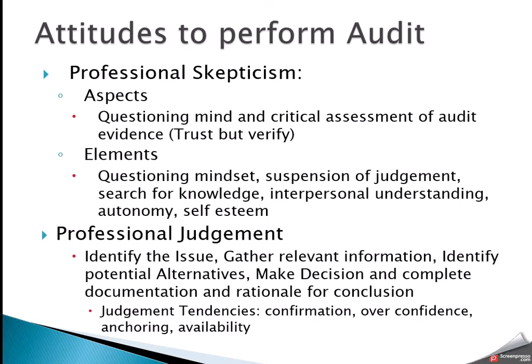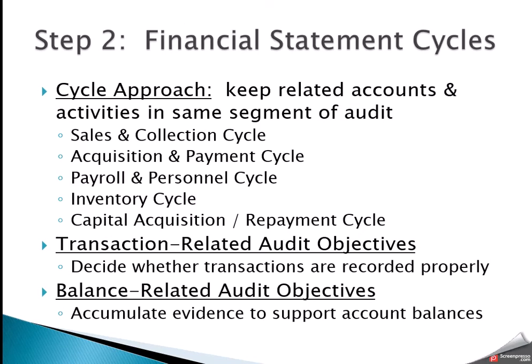All right. Then our next step gets into our different financial statement cycles. So we have the cycle approach to segmenting the audit. We're going to keep all of our related accounts and activities in that same segment. So we have our sales and collection cycles, so billing out customers, looking at the accounts receivable balance.